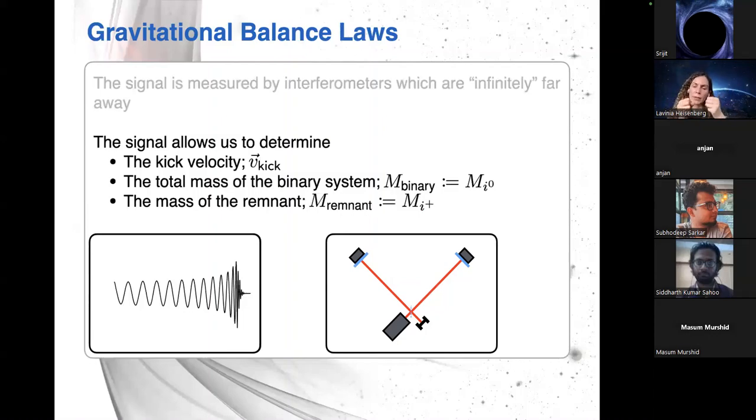So when the two objects merge, the final object can get a kick. This is given by this kick velocity here. And then the total mass of the binary system is a measurable quantity from the signal. And then the mass of the remnant, so the mass of the final object, can also be measured from the signal.